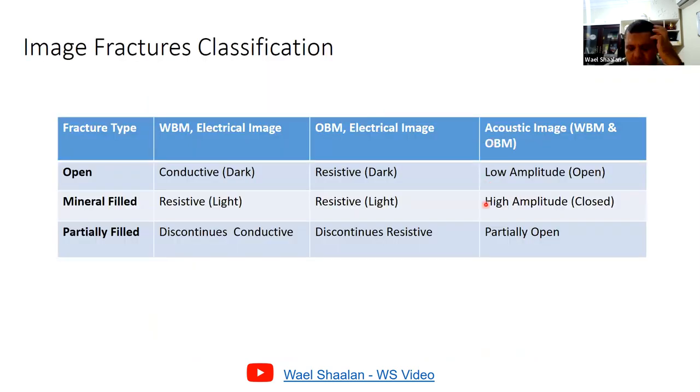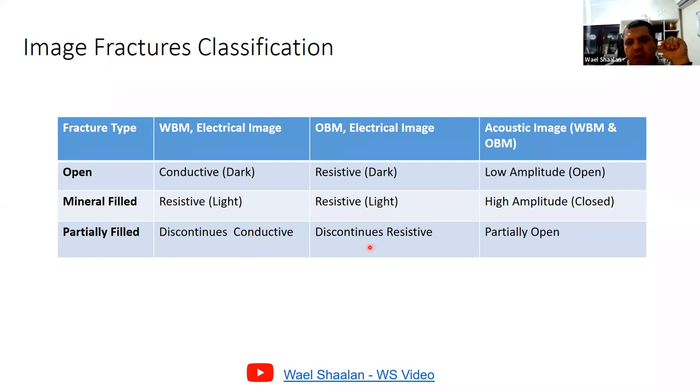In all the previous slides I showed electrical images. For electrical images, we can have a water-based mud image and an oil-based mud image. And these are the cases of the fracture, either open, mineral filled, or partially filled. I summarized this table to help you understand how to see the fracture in different types of image. If we have a water-based mud image, all the filling of the fracture will be drilling mud. So whenever it's a conductive fracture, the open fracture will appear conductive and dark. If it's mineral filled, this is as in the normal cases I have shown: mineral filled will be resistive. If it's partially filled, it will be discontinuous and conductive.